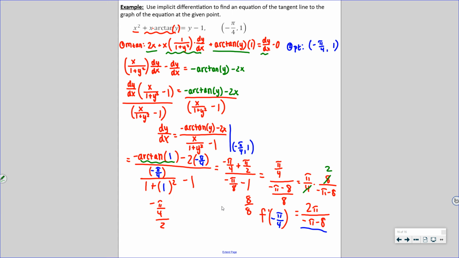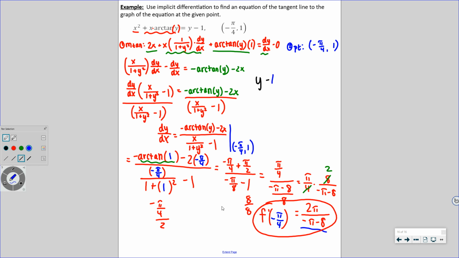So now we have our point, and we have our slope of the tangent line. So we're definitely going to leave this in point-slope form. We're going to go y minus y1, which is 1, equals the slope, 2 pi over negative pi minus 8, times x minus negative pi over 4, which would be plus pi over 4.